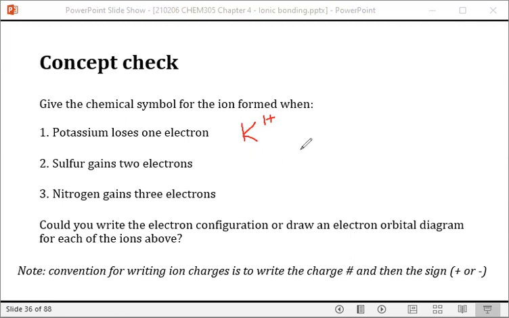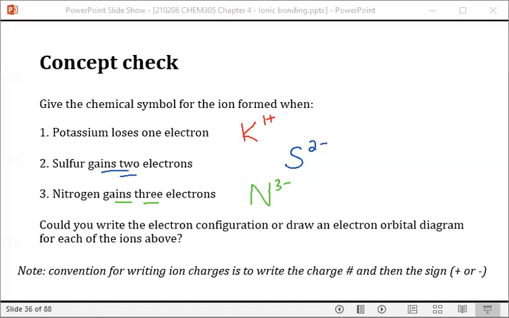For number 2, sulfur. If sulfur gains 2 electrons, we're going to have the symbol for sulfur, which is an S. And it's gaining 2 electrons, so it's gaining 2 negative charges. So its ion charge will be 2-. Nitrogen gaining 3 electrons. So we have the symbol for nitrogen, N, and it gains 3 electrons. So it gains 3 negative charges since electrons are negatively charged. So N3-.